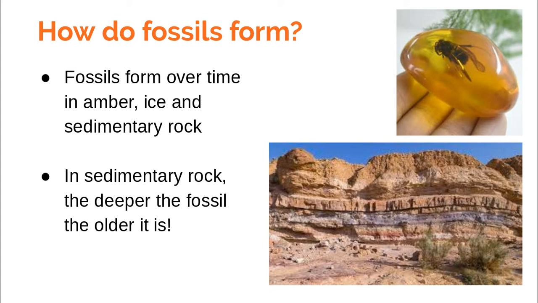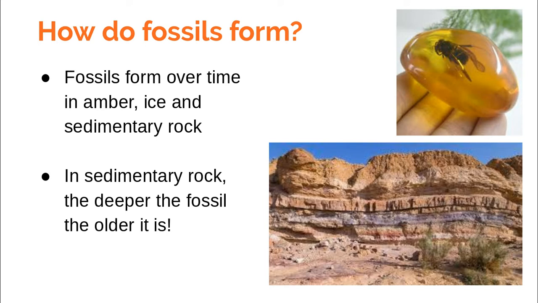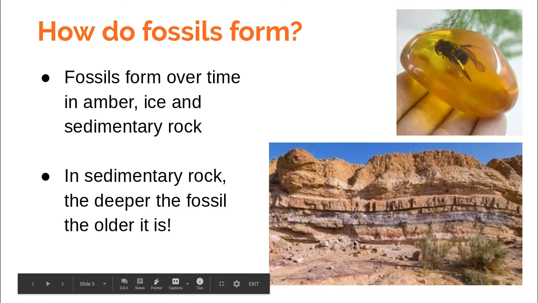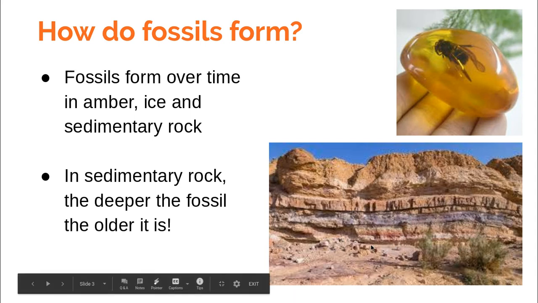And finally, they can form in sedimentary rock. So take a look at this picture. This is an example of sedimentary rock. And that is a rock that is formed by layers and layers over time. So you can see in the picture, there's almost different stripes of different colors. And scientists can tell how old a fossil is in the sedimentary rock layer by seeing how deep it is. So a fossil that's found way down here, buried beneath many more layers, is older than something that's buried closer to the surface.